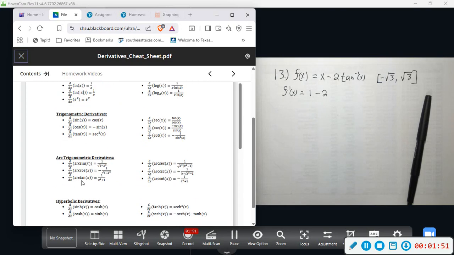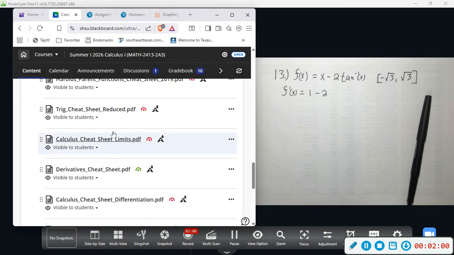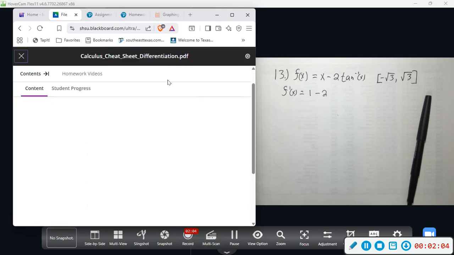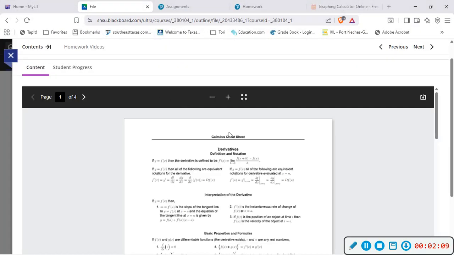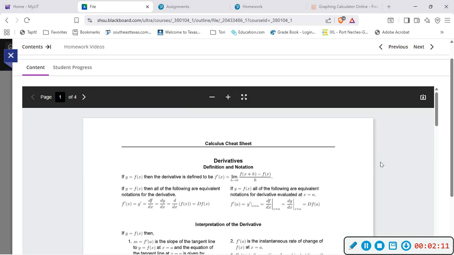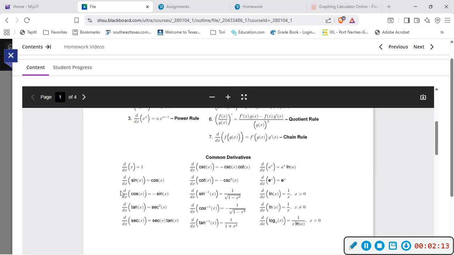So the arctan is the same as tan inverse. So here on this sheet, it is 1 over x squared plus 1. I'm trying to check just to make sure, because sometimes you get different versions of them. The differentiation sheet. I'm trying to make this full screen so it's a little bit bigger. So here it shows it's inverse tan, and it's the same thing, 1 over 1 plus x squared.